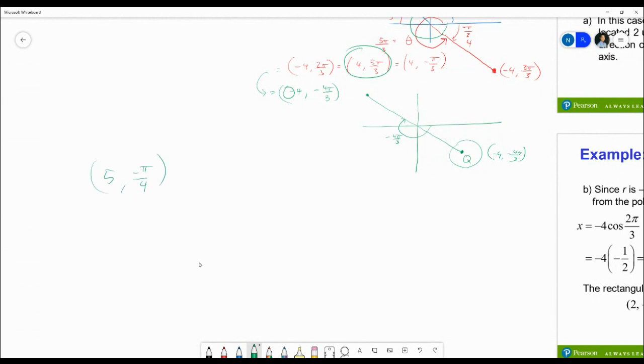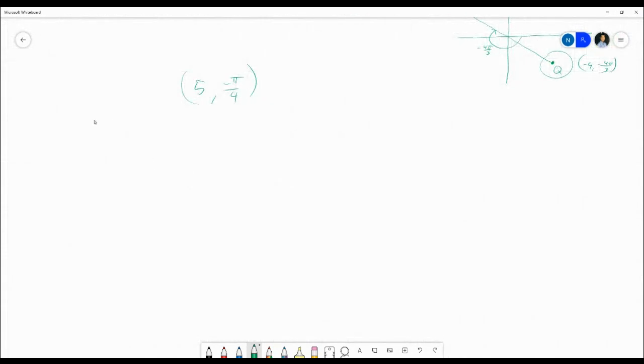All right, moving on. I want you to find the following variations. I want you to find r positive and theta positive; r negative and theta positive; and the other combination, r positive and theta negative. And this one's already right there, so we don't need to do this one.